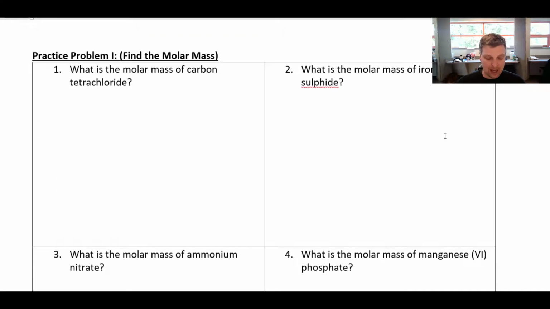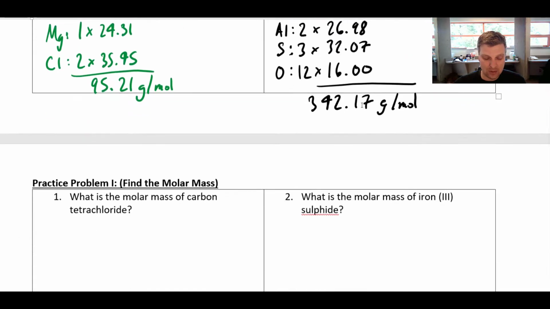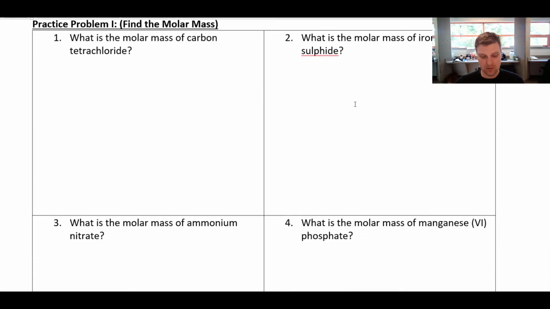I want you to go ahead and try these next 4 on your own. And in this case, I haven't given you the compound formula, whereas I did in this last one. So here you have to first figure out what is the formula. Once you have the formula, then work from that and find the molar mass. And of course, I want you to hit pause in the video and try these before you get the answers.